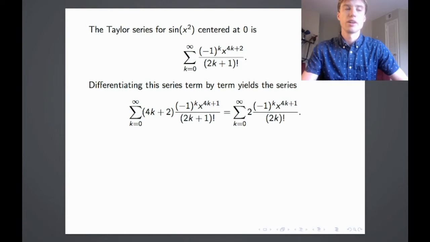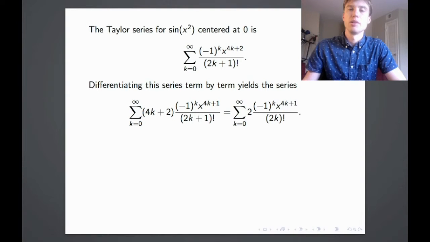Notice that 4k plus 2 is equal to 2k plus 1 times 2. Hence we can cancel out a 2k plus 1 here with a 2k plus 1 here, and we are left with the sum from k equals 0 to infinity, 2 times negative 1 to the k, x to the 4k plus 1 divided by 2k factorial.